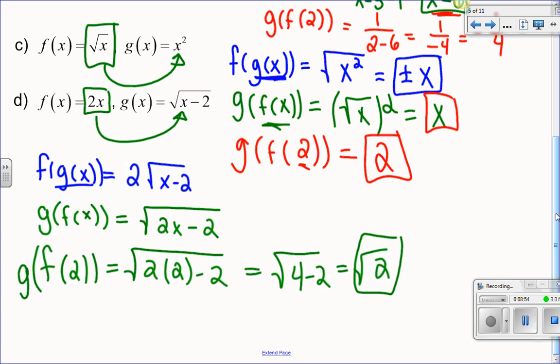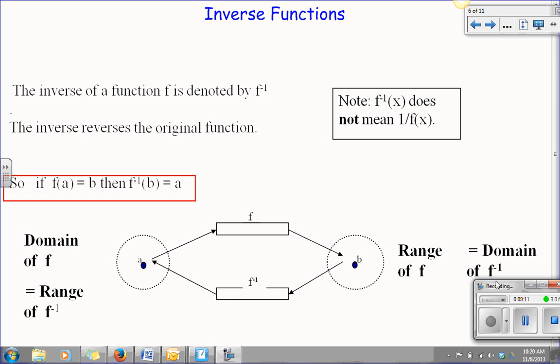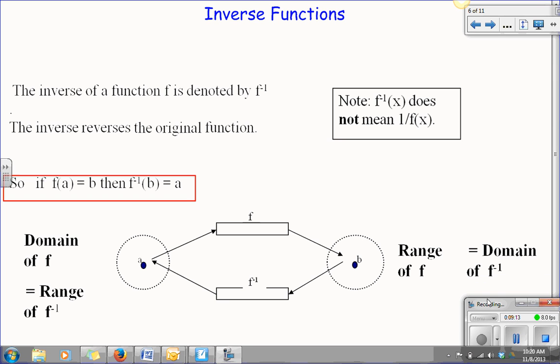Okay, so some things to notice. F of g of x and g of f of x will not always necessarily be the same. In a very rare occasion will they actually be the same. And that occasion happens to be when they're inverse functions. We're not actually going to look at that in class, but just for your own information.